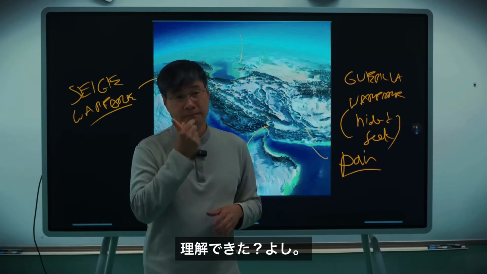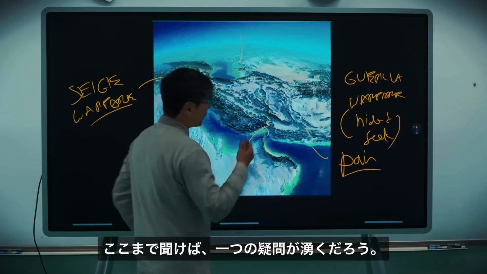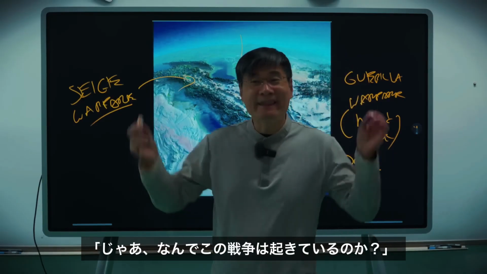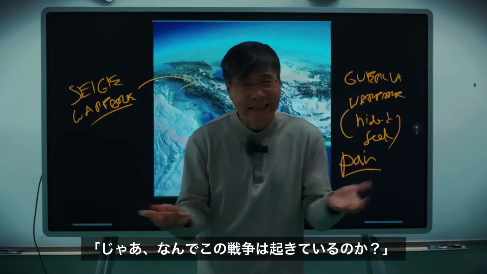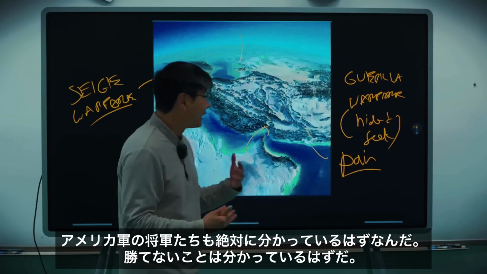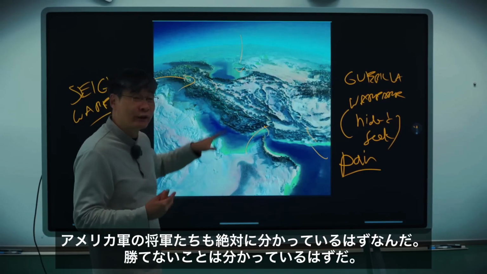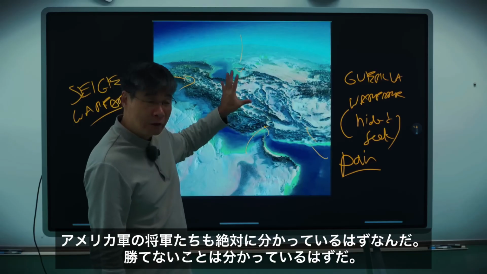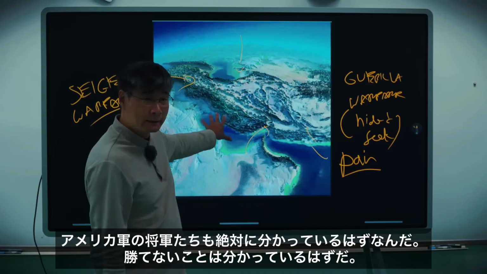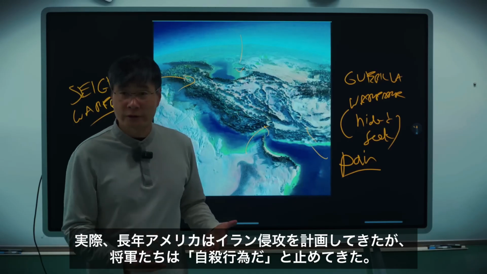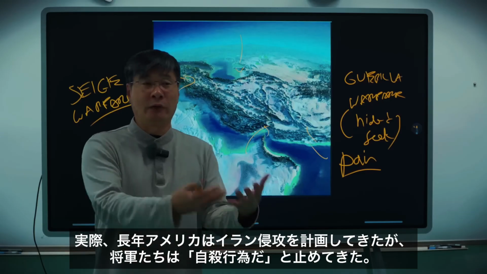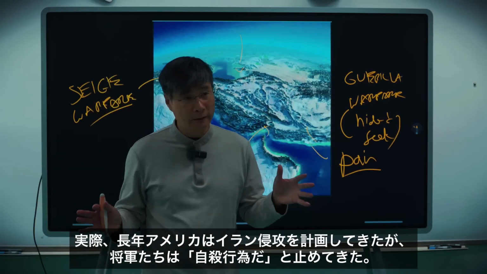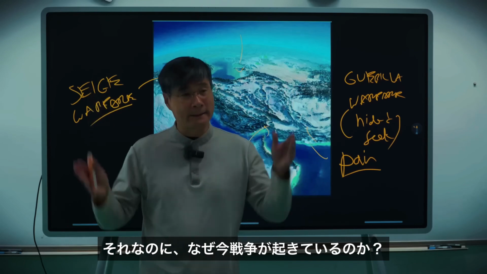Does it make sense? All right, so now you're like, okay, I understand all this. But why the hell is this war happening then? Like, if I can tell you this, okay, I'm sure that their generals can tell them this as well. I'm sure that they know that this was the case. In fact, for years, America has been planning to invade Iran, and for years, the generals were like, no, that's suicidal, let's not do this, okay? So why is this happening?